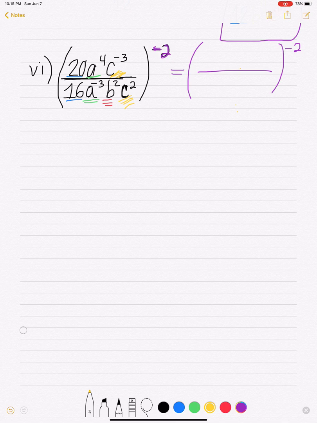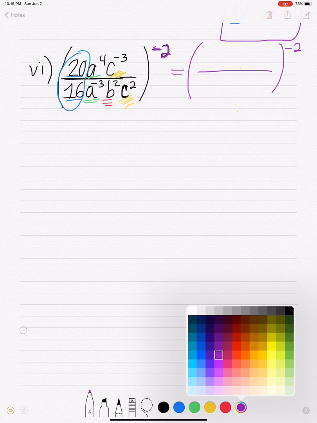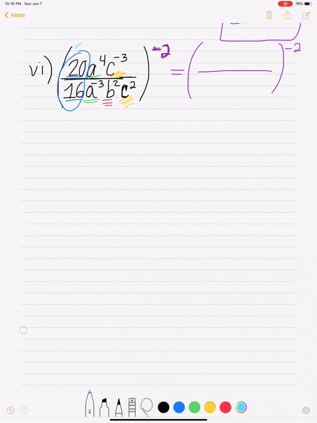All right, so in our first step, we're going to work on simplifying what's in the parentheses. So let's focus on the coefficients in blue. That's giving us a fraction 20 over 16. Can you divide anything out of 20 and 16? What is the largest number you can think of that you can divide both 20 and 16 by? How about 4? You can divide 4 out of the top, divide 4 out of the bottom.